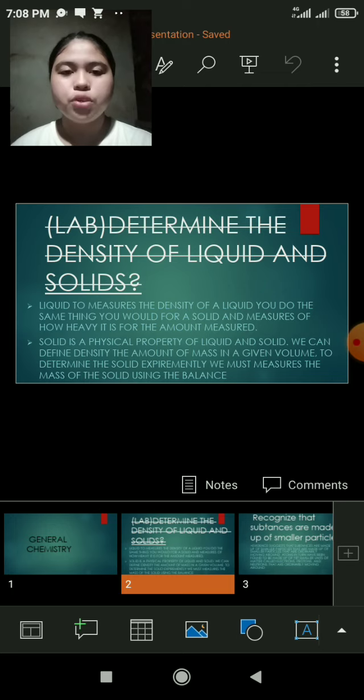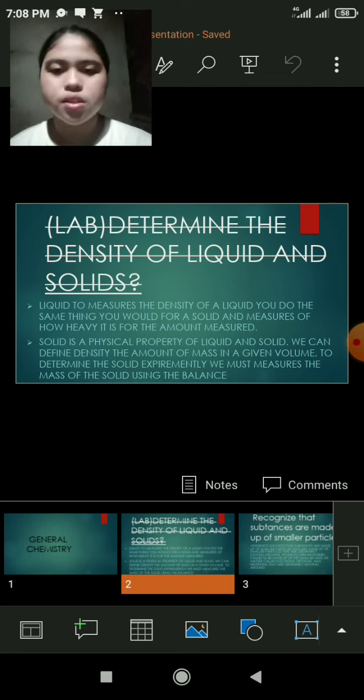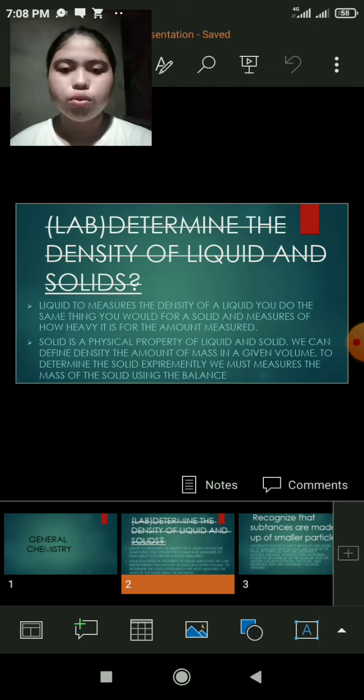Measurements. Lab: determine the density of liquids and solids. To measure the density of a liquid, you do the same thing you would for a solid and measure its mass and volume. Density is a physical property of liquid and solid. We can define density as the amount of mass in a given volume. To determine the density of a solid experimentally, we must measure the mass of the solid using a balance.